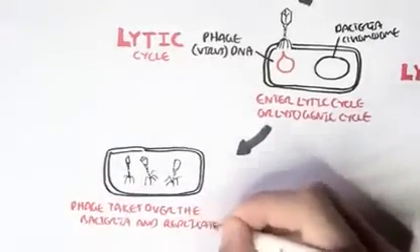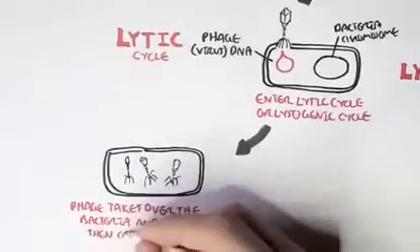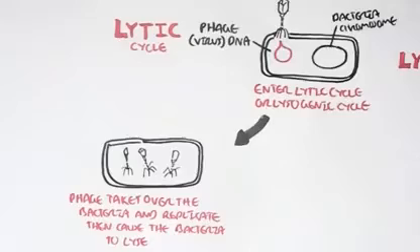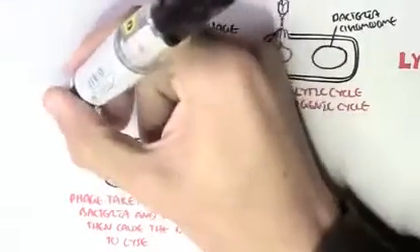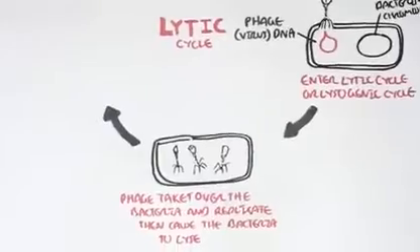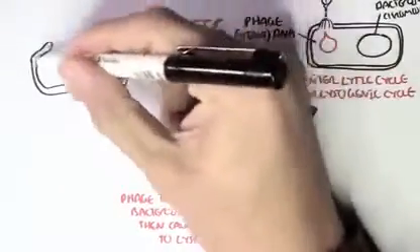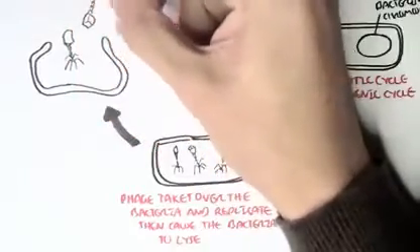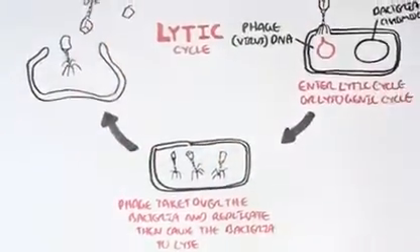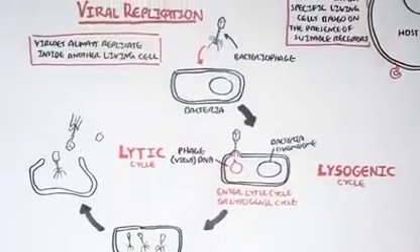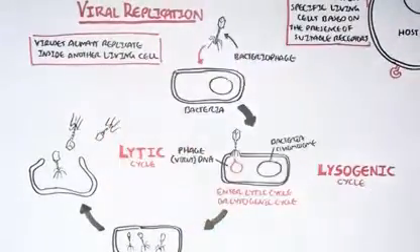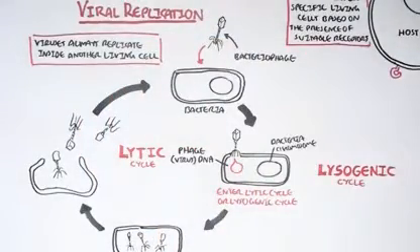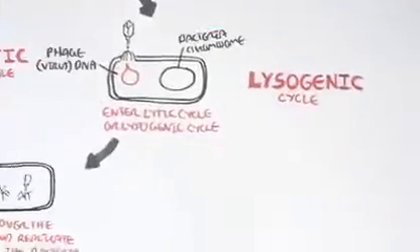The synthesis and accumulation of these new bacteriophages, these new viruses, will cause the bacteria to lyse, to burst basically, which will release these bacteriophages out. The bacteriophages can then infect other surrounding bacteria, and the cycle can continue on. The lytic cycle is actually the most common outcome of the phage infection, but sometimes the lysogenic cycle can occur.